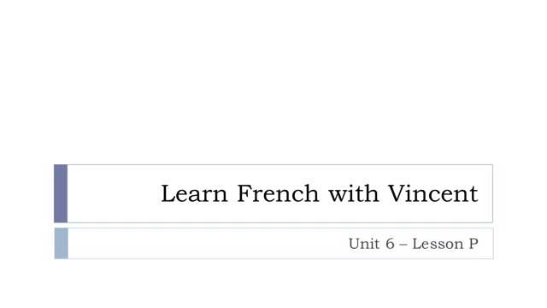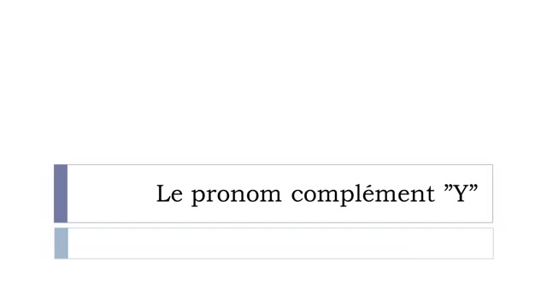This is Unité 6, leçon P, and it's the last lesson for Unité 6. And in this lesson we'll see together le pronom complément Y. So in the previous lesson we saw another pronoun, the pronoun en, and in this lesson we'll see le pronom Y. Well, you pronounce it I, of course.